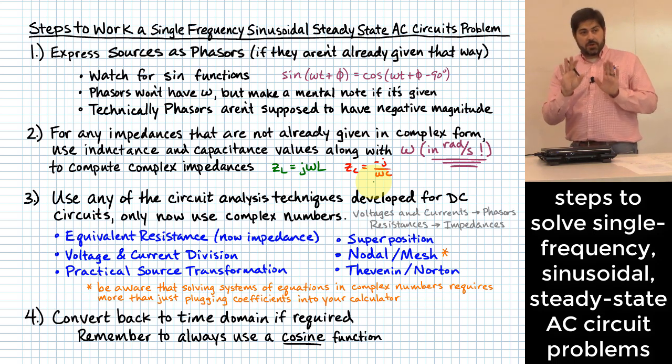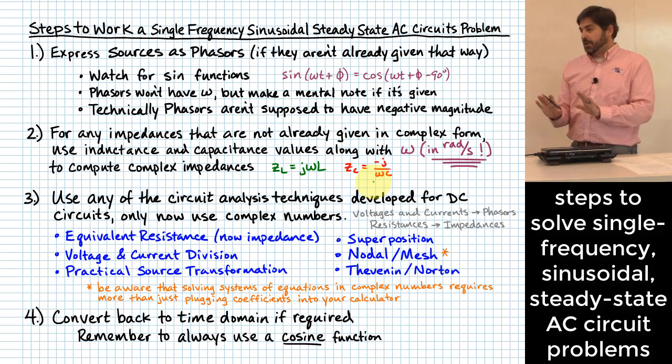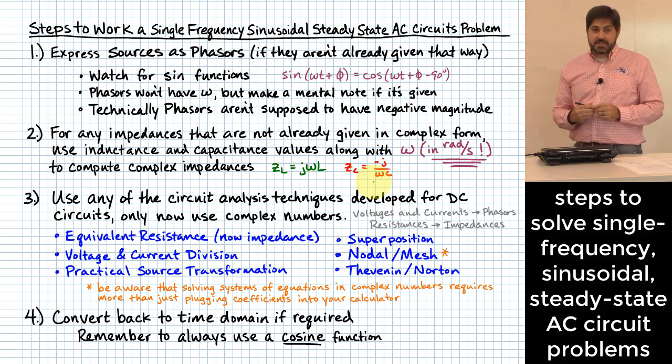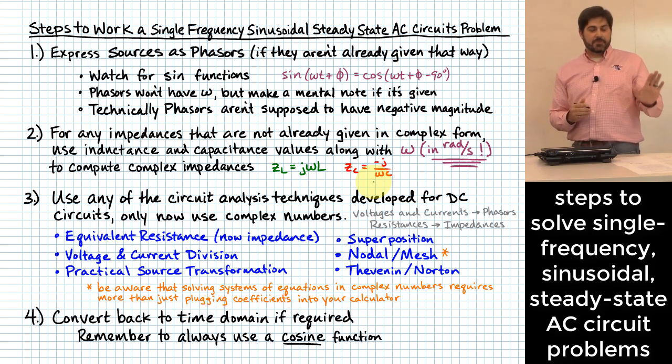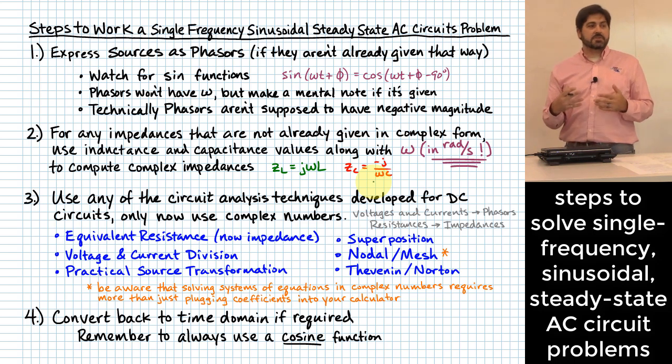Once you have expressed all your sources and your passive elements as these complex values, there really isn't anything more for you to do besides go through and do a circuit analysis using any of the techniques that we've learned so far for DC circuits, but now the values that you are going to be operating on are complex values as opposed to being just plain real values.